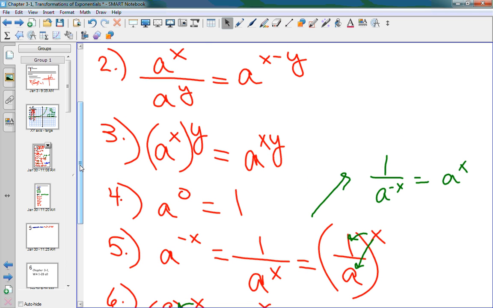Number 3, they have one base with two exponents, so you multiply the exponents. Number 4, this is understandable. Anything raised to the 0 power is always and forever 1.